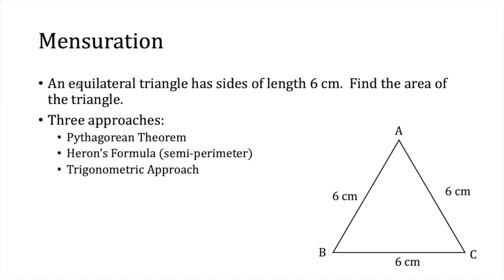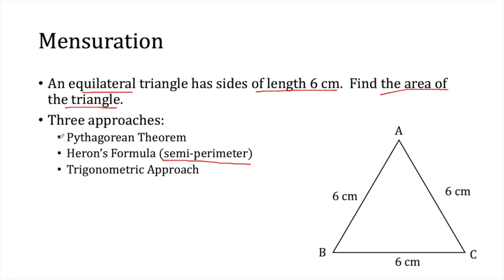First, let's look at the question. The question states that an equilateral triangle has side lengths of 6 centimeters and we must find the area of the triangle. The three approaches will be the Pythagorean Theorem, Heron's formula, which involves a semi-perimeter, and a trigonometric approach. According to me, these three approaches are in order of increasing simplicity, which means that the trigonometric approach is the simplest, of course, for those who have a basic grasp of trigonometry.